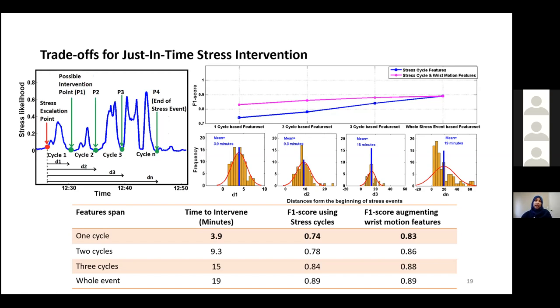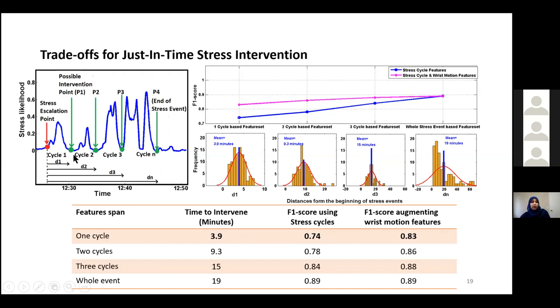I can give a mobile prompt, or I can just give a vibration on my wristwatch. Okay, now you are having a stressful interaction, and maybe it's time to take a break. And we are able to detect with an F1 score of 0.7.